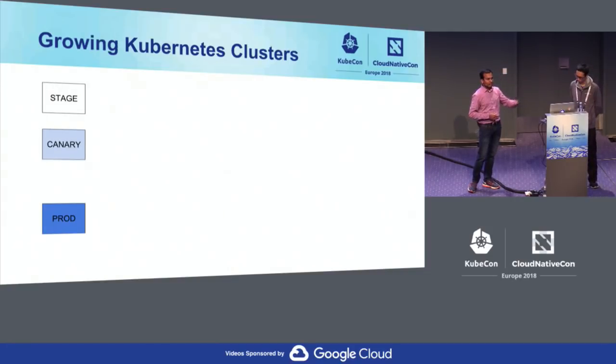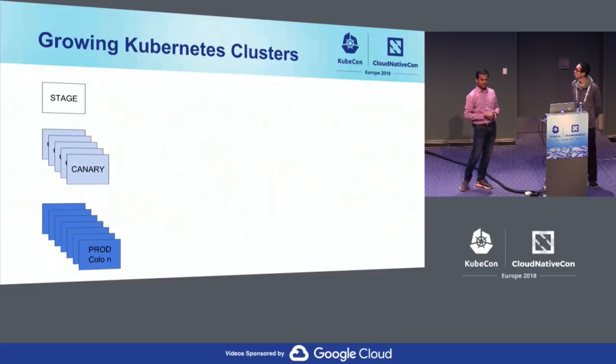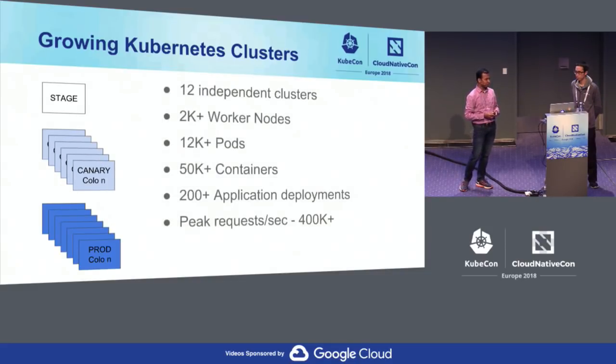On the other hand, the business is growing. We were successful with the Kubernetes setup in one data center, so now we wanted to proceed to multiple data centers. As the cluster grows, here is what our footprint looks like. We have 12 independent clusters, 2K worker nodes, 12K pods and 50K containers across all the stacks.